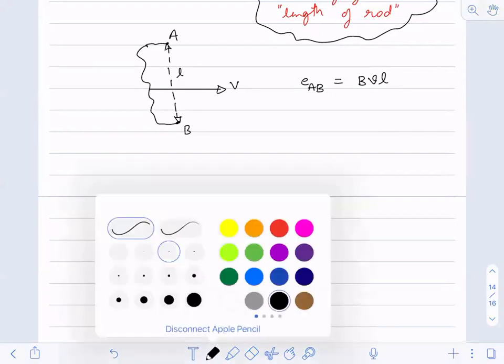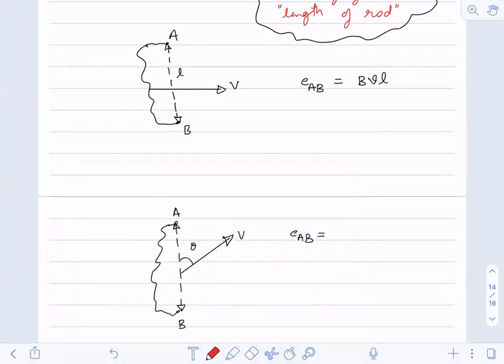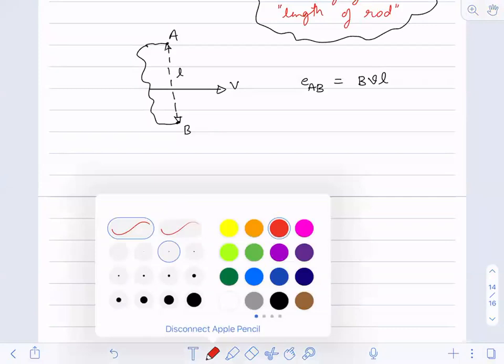So which component will be giving you the EMF? This component of velocity will give you the EMF, and this component will not be giving you the EMF. So this is V sine of theta, and this one is V cos of theta.